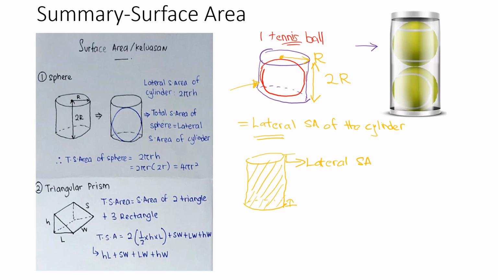So this lateral surface area of our cylinder over here, the purple color cylinder over here, will be equals to the surface area of the tennis ball. Because our tennis ball really occupied all the space of the cylinder, the space inside the cylinder. So that's why in order for us to find the surface area of this tennis ball, we need to find the lateral surface area of the cylinder.